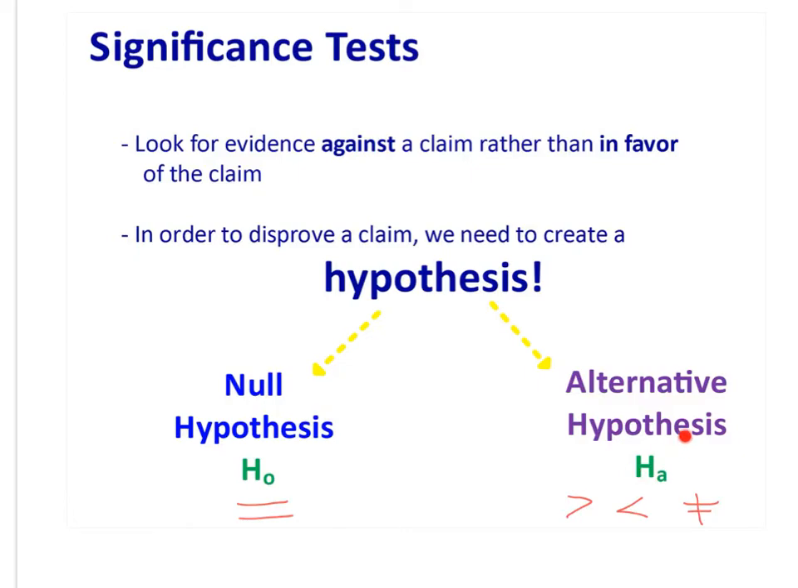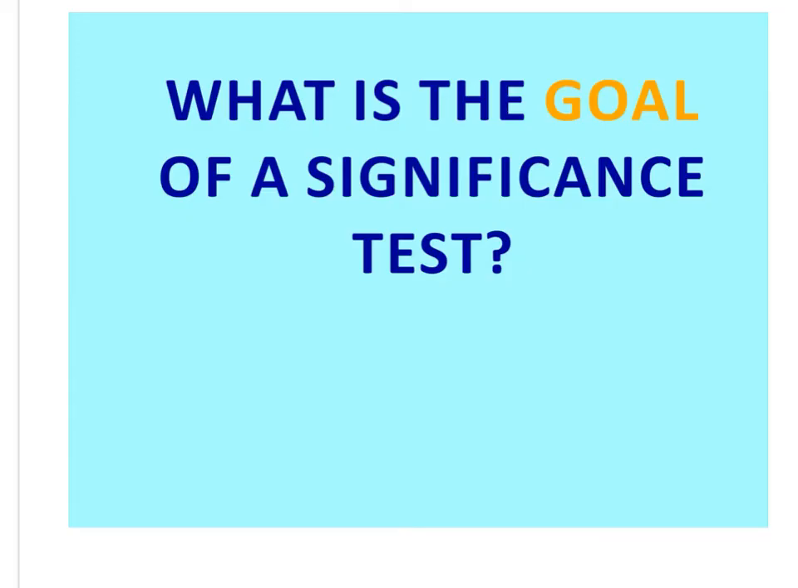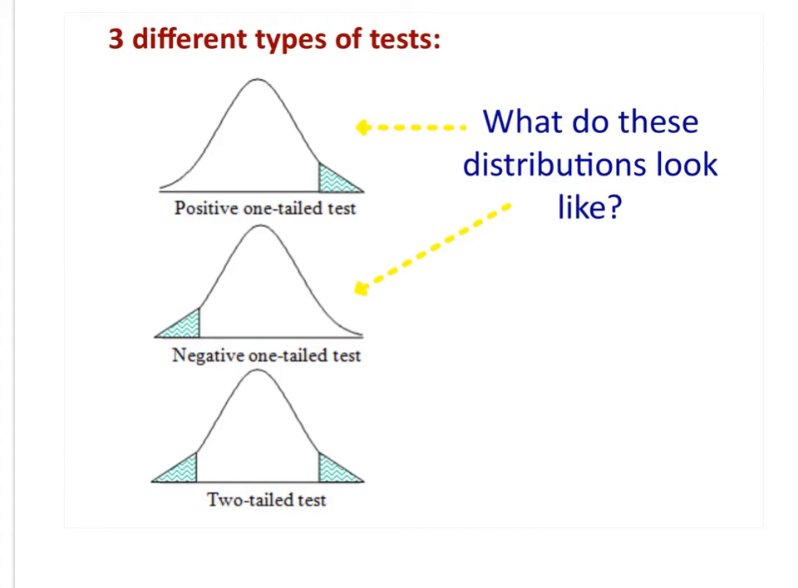This is what we talked about last time, but what is the goal of a significance test? Well, in a significance test, we're looking for how likely is this outcome to occur. Is it likely or unlikely? And we talked about we have three different types of tests, a positive one-tailed test, a negative one-tailed test where we shade below, and then a two-tailed test where we shade both sides. What do these distributions look like? What do all these little curves look like?